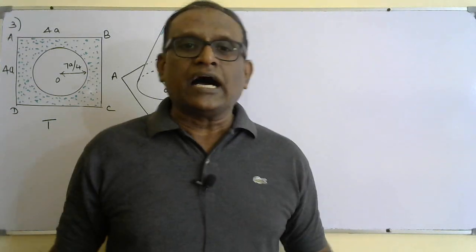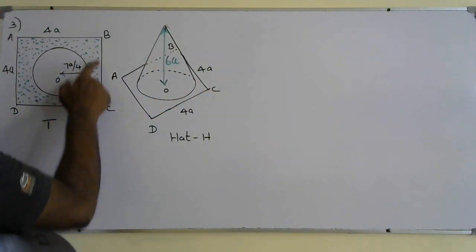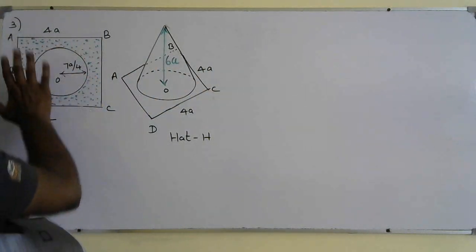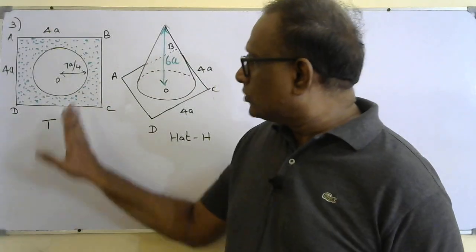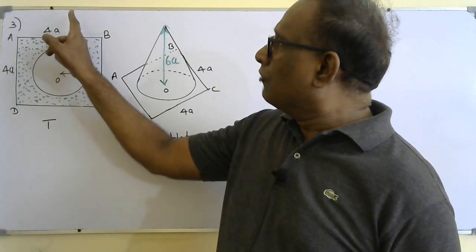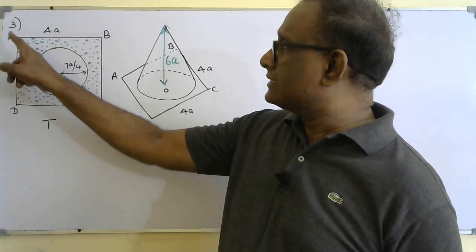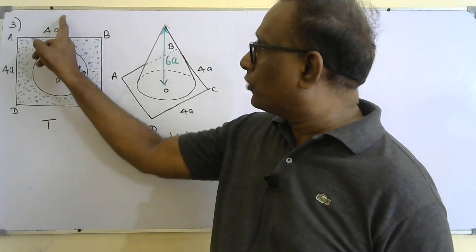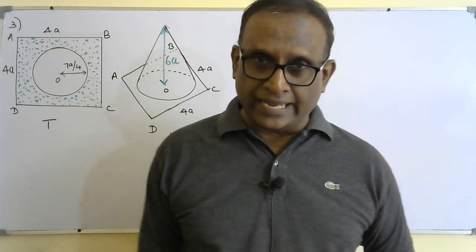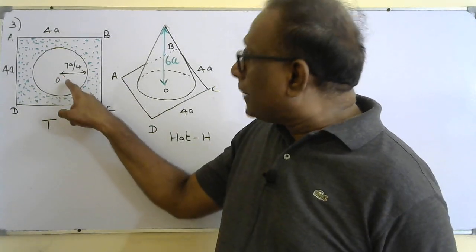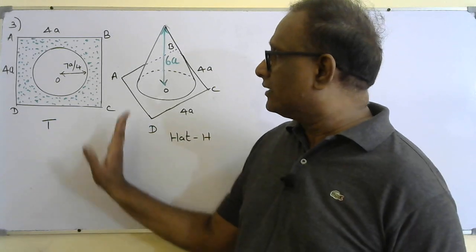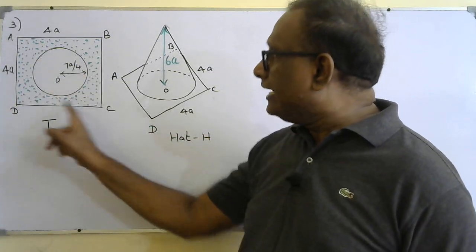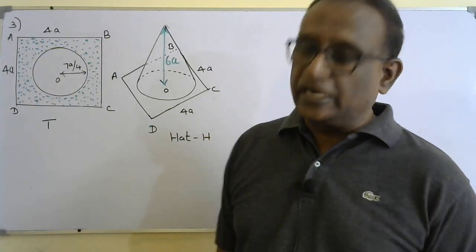So the remaining cardboard is shown by the shaded portion with the dotted line. The shaded area is the portion remaining. Okay, we can find the area of it. The area of the remaining portion is 4a all squared, that is the area of the cardboard, 4a into 4a, that is 16a squared, minus pi r squared. Pi into r, which is 7a by 4, all squared. You will get the area of the remaining portion of the cardboard.